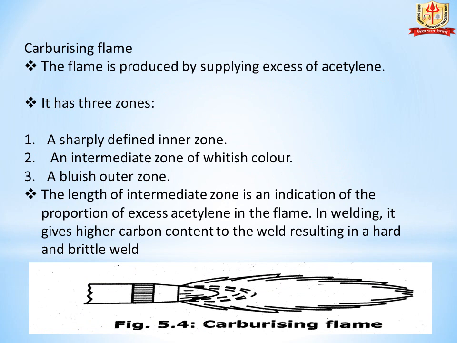Next flame is the carburizing flame. The flame is produced by supplying excess of acetylene. It has three zones. First zone, a sharply defined inner cone. Second, an intermediate zone of whitish color. And third, a bluish outer zone. The length of the intermediate cone is an indication of the proportion of excess acetylene in the flame. In welding, it gives higher carbon content to the weld, resulting in a hard and brittle weld.